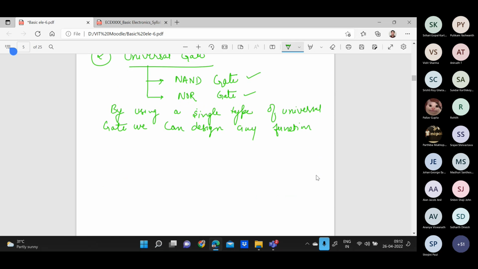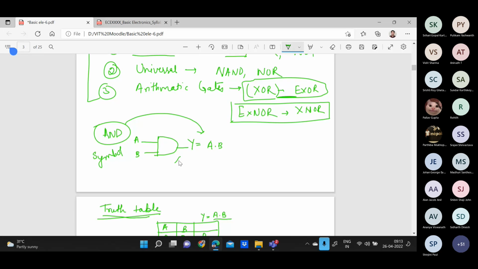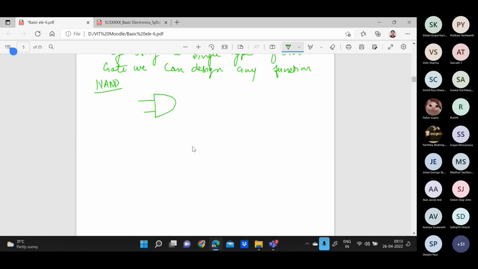First, I am starting with the NAND gate. Okay, so the NAND gate representation is like this one, and like this one, right? If you remember, the AND gate is like this one, right? And if you add a NOT here, this is the NAND gate. So I am giving A and B as input, and as an output, you will get A dot B, which was AND. The complement of the AND operation is your NAND gate.